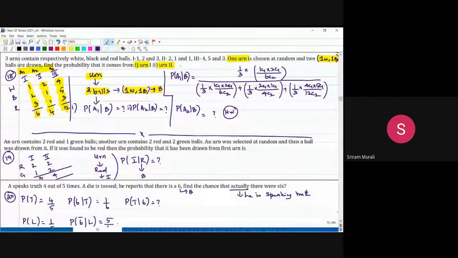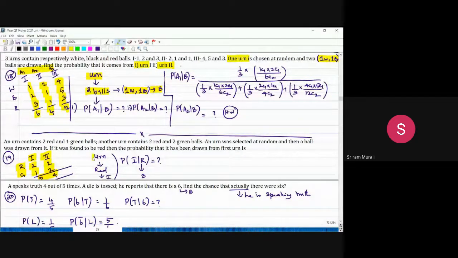If you look at this problem, the last problem had 3 boxes where we took 1 white, 1 black. In the second case, we are taking exactly 1 color. First 2 boxes are given. This is acting as A1, A2, red and green. 2 red, 1 green, 2 red, 2 green. Total is 3 and 4.